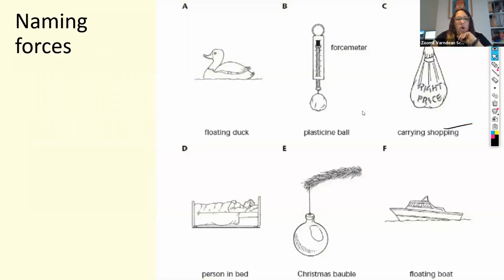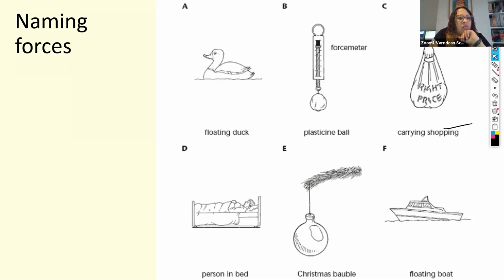So on this sheet here, we've got some objects. We've got a floating duck. We've got a plasticine ball, which is attached to a force meter, also known as a Newton meter, which we'll use lots in the lab. You've got somebody carrying their shopping, person in bed, a bauble on the Christmas tree, and a floating boat. Now, every object has forces acting on it. There's forces acting on you right now. There's forces acting on your cup of tea, on your bowl of cereal.